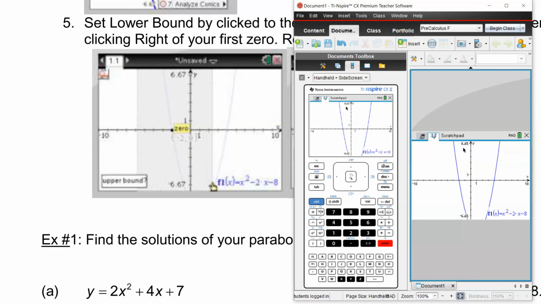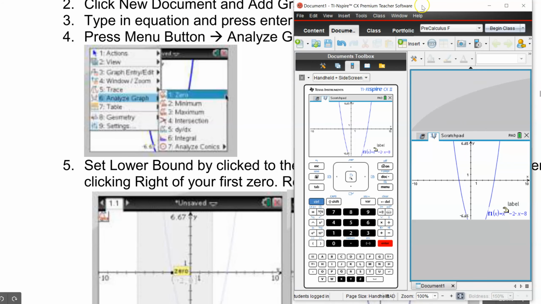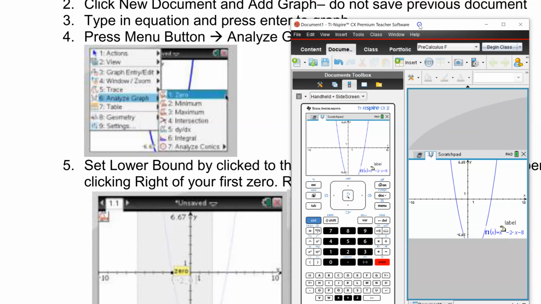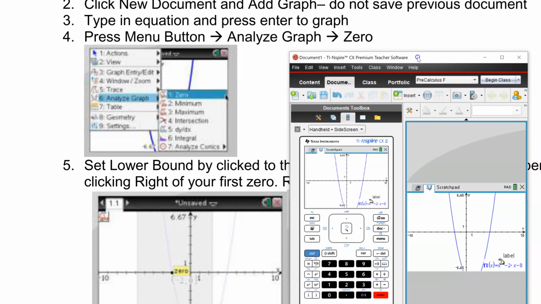So you need to go menu, graph, entry, edit, function. Cool, and now you have this. Okay, so I graphed my equation. All right, so let's see. X squared minus 2x minus 8. It's the one that's on the paper. All right, so type, what?